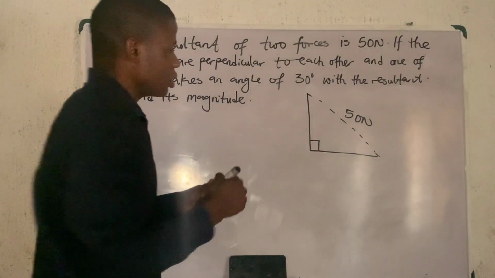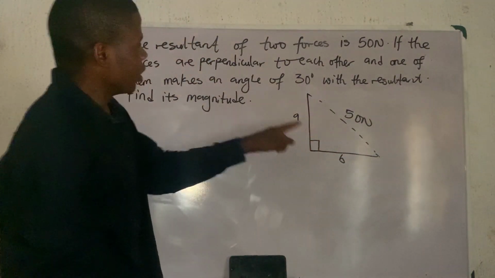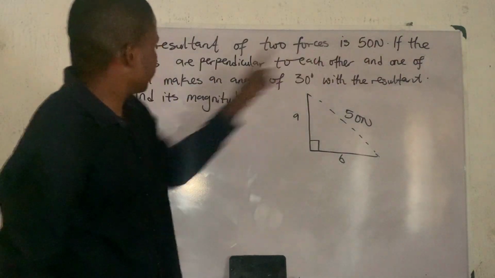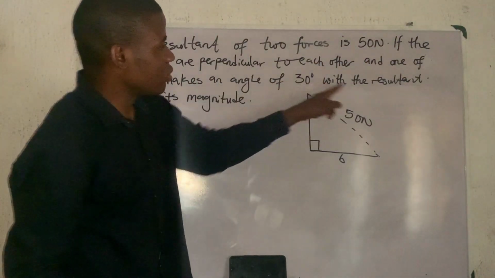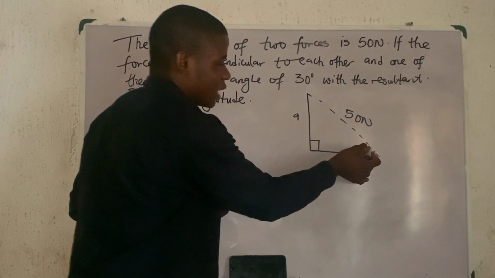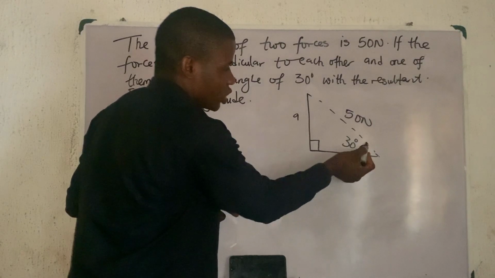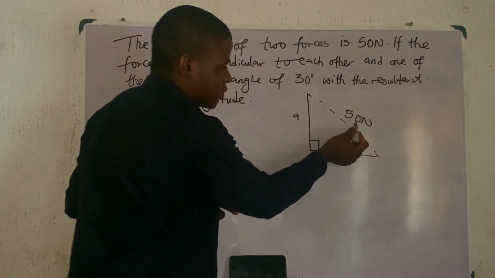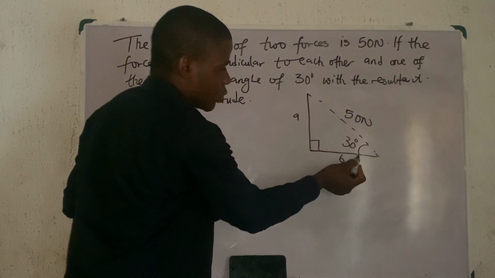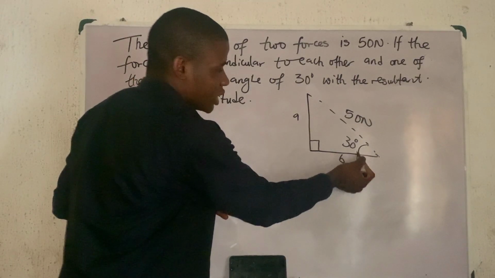What did they say again? That one of the forces, remember here is the first force and here is the second force, and one of them makes an angle of 30 degrees with the resultant. Now, let's assume that it is this one that makes an angle of 30 degrees with the resultant. This curve that you are seeing is touching the resultant, which is 15 Newton, the line of 15 Newton, and is equally touching this one.